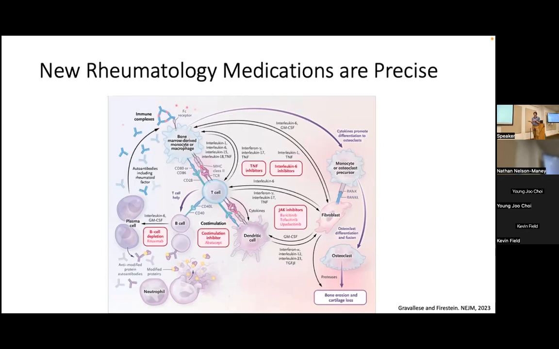They're not perfect, and people who take these drugs do have to think about maintaining their infection risk. But largely in the past maybe 10 or so years, these drugs have started to come on the market and have really improved the care patients with rheumatologic diseases get.